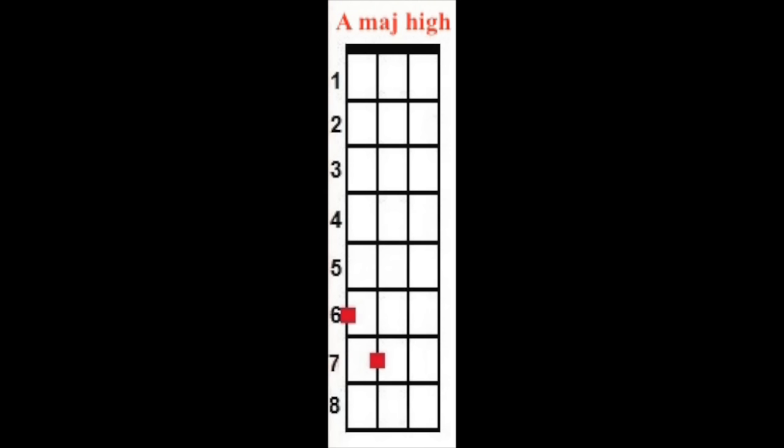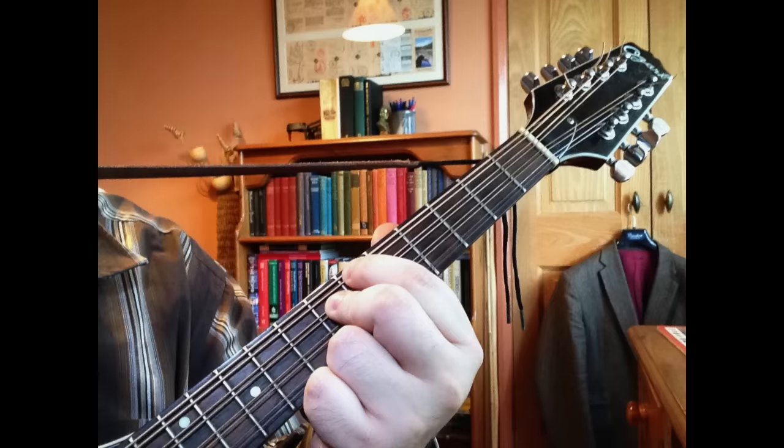Let's look at the A major high chord first. Okay, so the A major high chord is played on the bottom two strings on the 6th and 7th frets. This chord is used primarily to connect the D major minor high chord, and the next chord we'll be looking at, the B minor chord. The way I play the A major high chord is to hold the bottom two strings on the 6th and 7th frets with my first and second finger. The first finger holding the bottom string on the 6th fret, and the second finger holding the next string on the 7th fret.